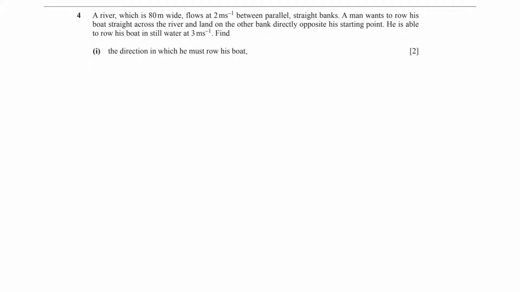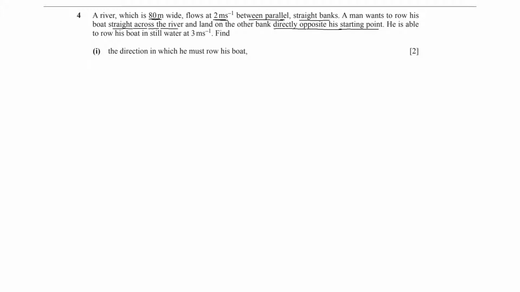This question is from topic relative velocity. In this question, it says that a river which is 80 meter wide and the water flows in that river at a speed of 2 meter per second between the parallel banks. Point to be noted that they did not mention any direction of the flow, so we will have to assume the direction by ourselves. Now in this river, a man wants to row his boat straight across the river, which means he wants to land directly opposite his starting point.